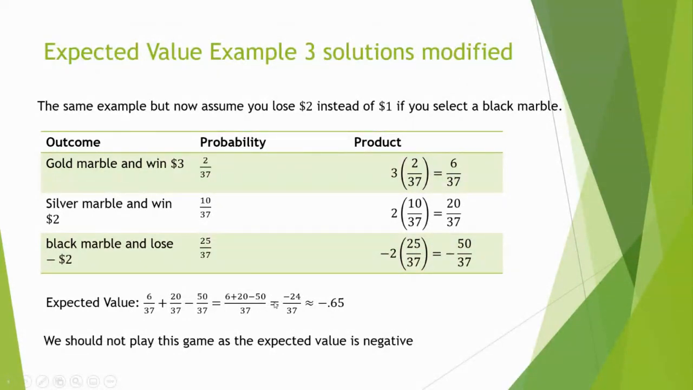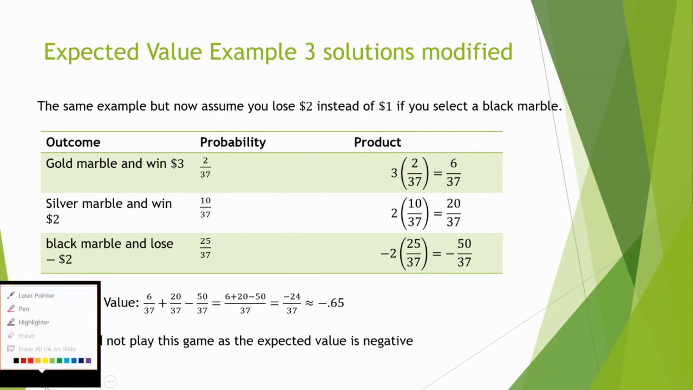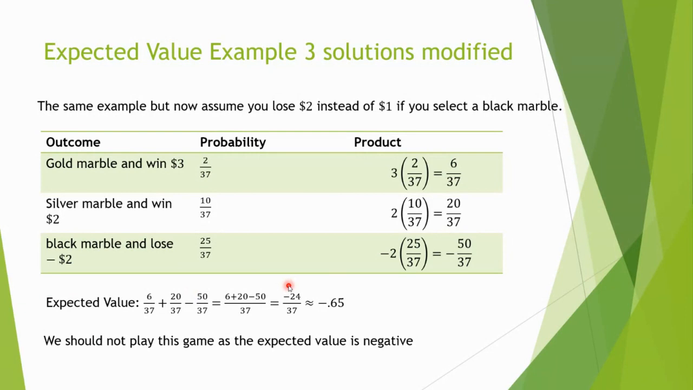well, here's our expected value, right? 6 plus 20 minus 50. Again, it's the same procedure. We multiply, we add up the products, and we get negative 24 over 37. So now it's negative.